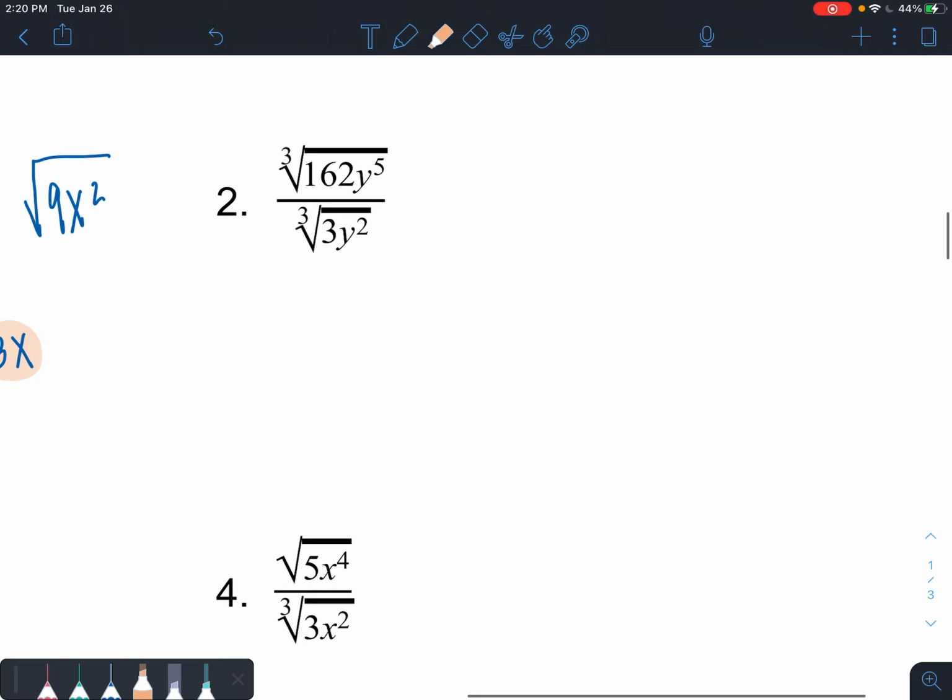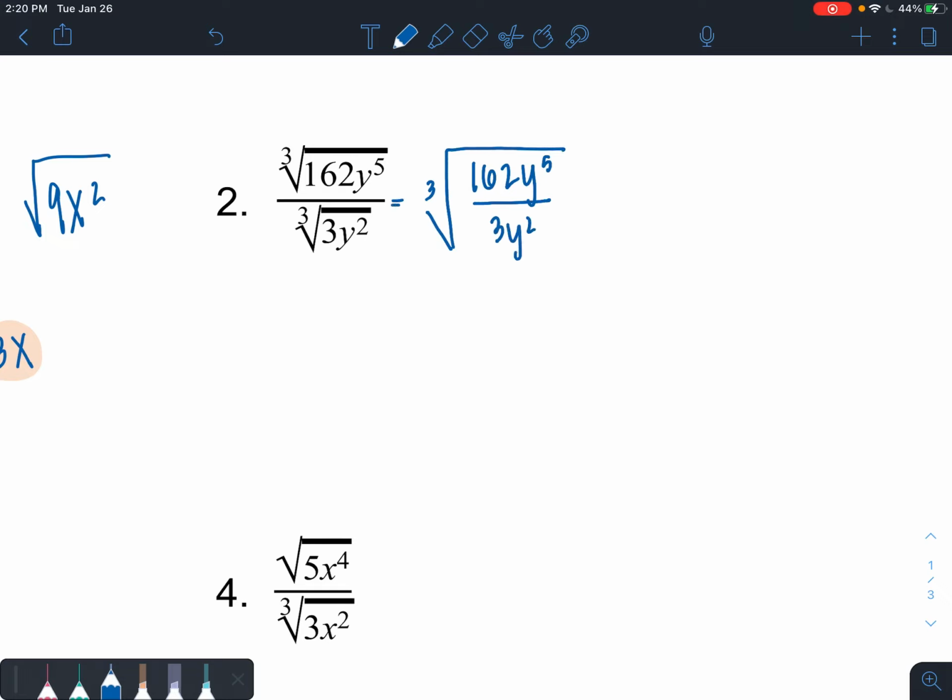All right, take a look at this second one here. So we've got the cube root of 162y to the 5th over 3y squared. Just combining those because we have the same index. 162 divided by 3 is 54. And then we have y to the 5 minus 2 gives me y to the 3. And so there's nothing left in the denominator.